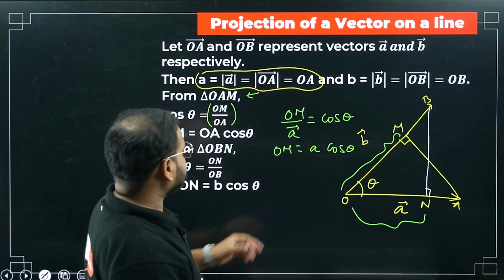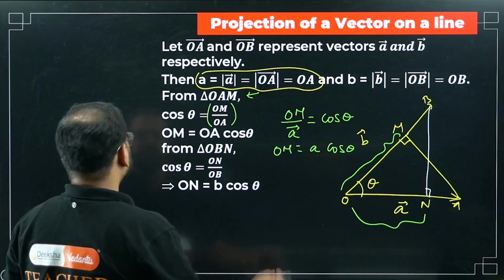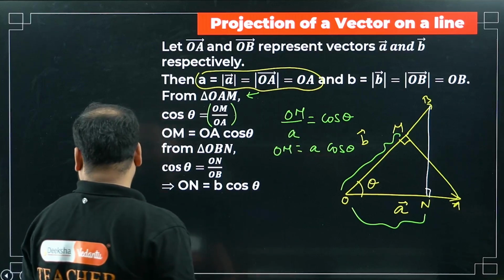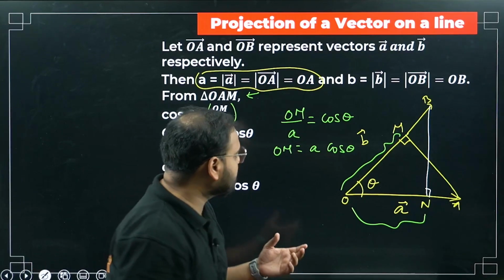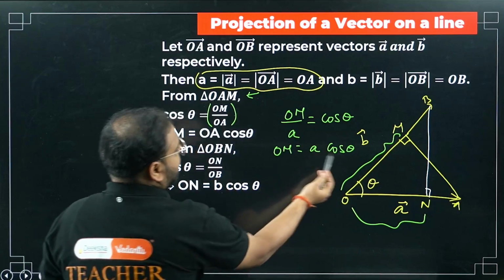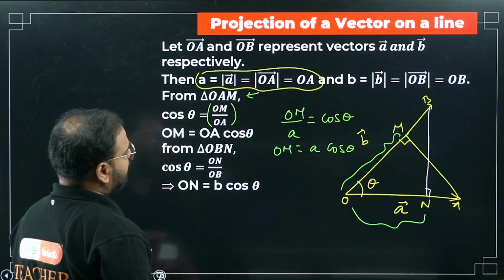This also, as mentioned, we are only considering the magnitude. If I do that, my result will be OM equals A cos theta.